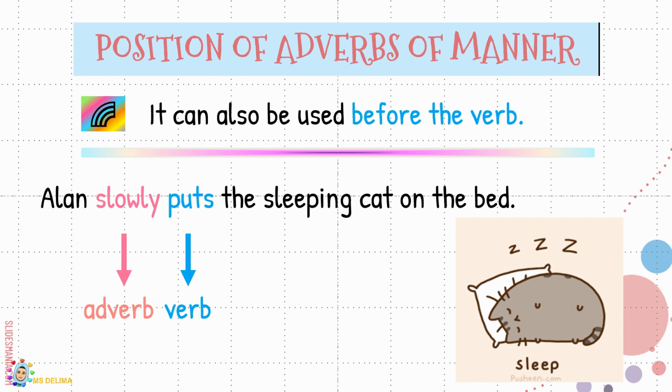The next one, where do we put an adverb of manner? An adverb of manner can also be used before the verb. For example, Ellen slowly puts the sleeping cat on the bed. The verb here is puts and the adverb of manner is slowly. So the word slowly, which is an adverb, is put before the verb puts.